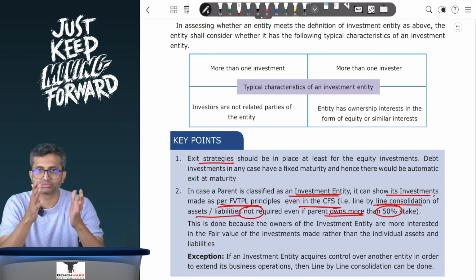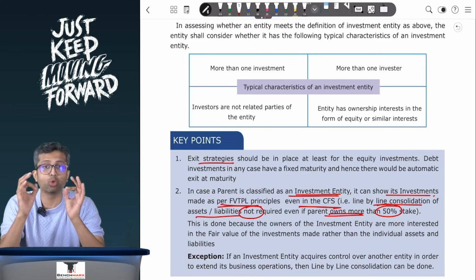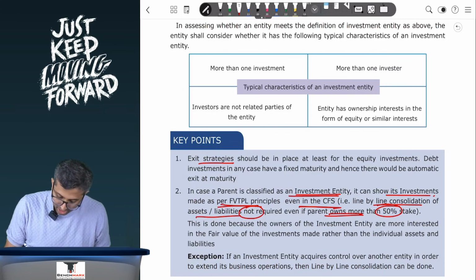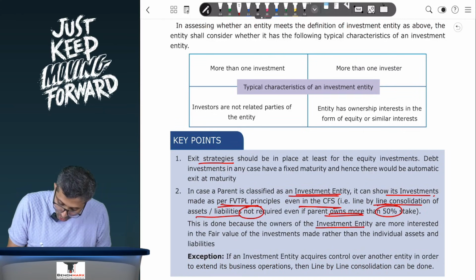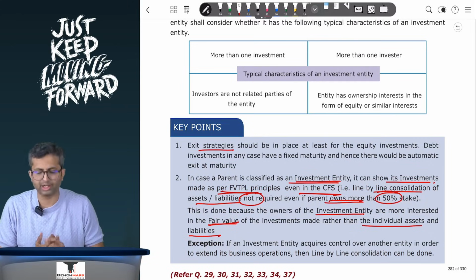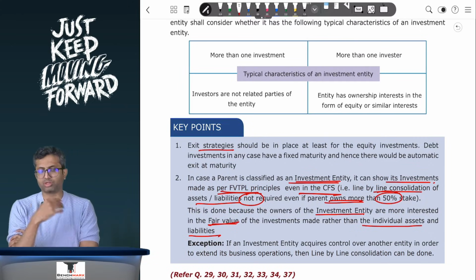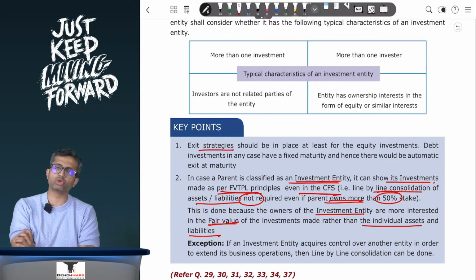Now this is, let us say, an exemption which is available only for investment entities. This is done because the owners of an investment entity are more interested in the fair value of the investments rather than the individual assets and liabilities. The only exception over here is if you were to acquire the investment through another business acquisition, then you can do full consolidation.